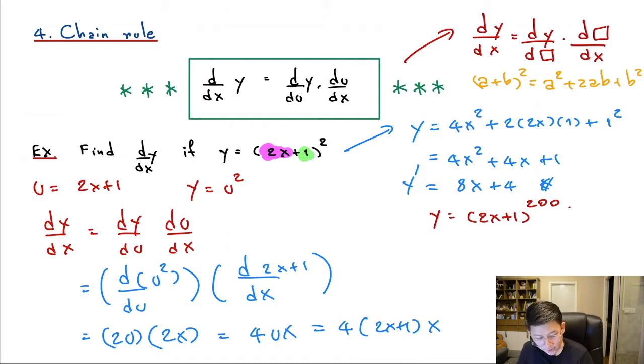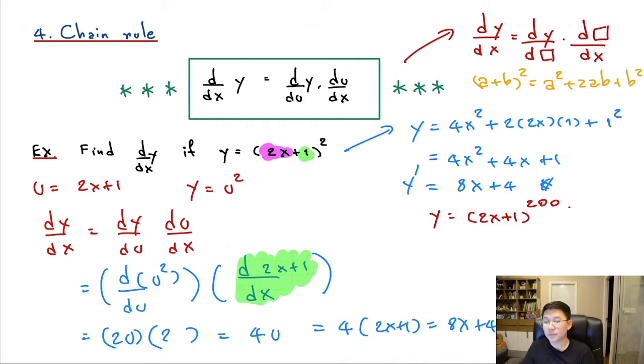Oops. Sorry, no, it isn't. The derivative of this is just 2. It's not 2x, right? d of 2x plus 1 is just 2. It's not 2x. So I have only 4u. Okay. So this is actually just 8x plus 4. And that's it. Is it hard? It's 8x plus 4.